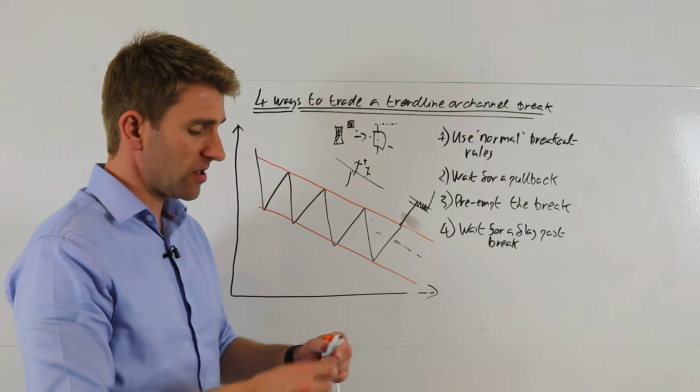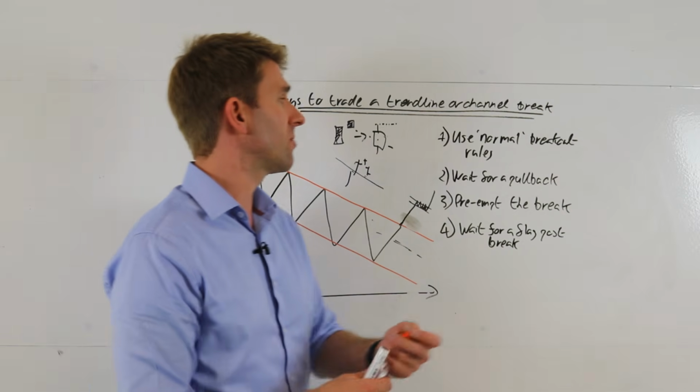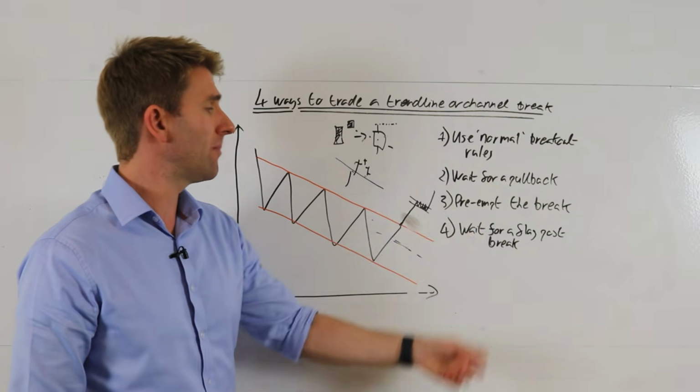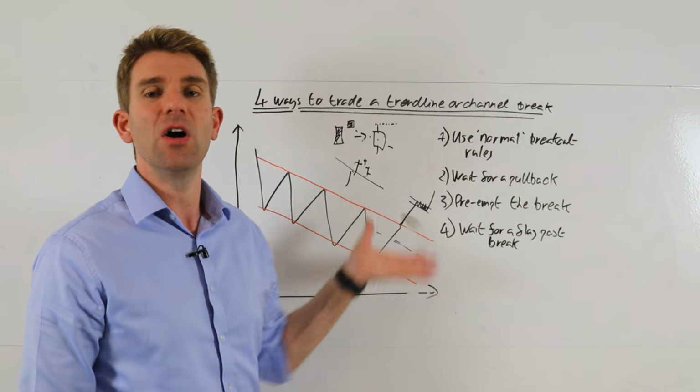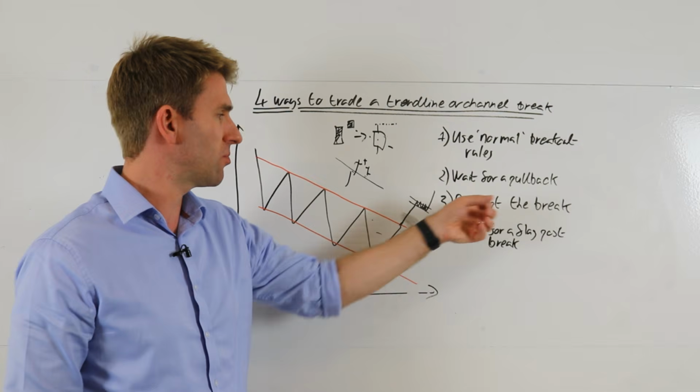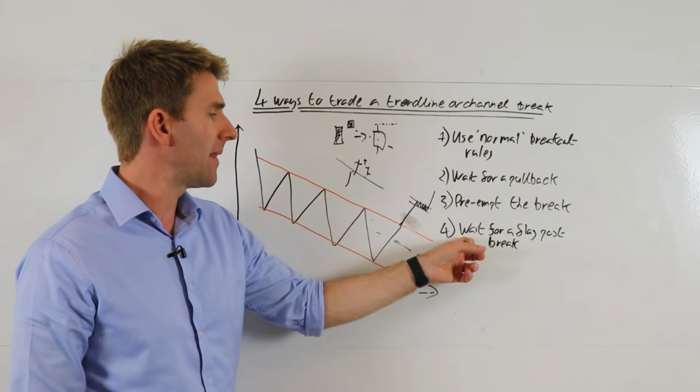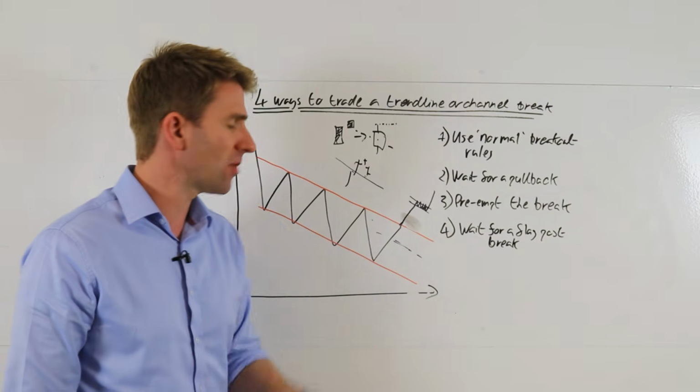So there's 4 ways, guys, of trading the channel break. Normal breakout rules, waiting for that pullback, preempting the break by getting on something beforehand and being early to it and having a nice cushion, and that's probably one of my favorite ones out of the 4. And then the 4th one, waiting for a flag post break.